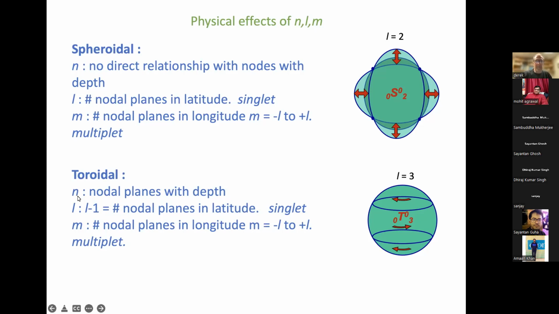With the toroidal modes, N gives the number of nodal planes with depth, and for L, we have L -1 nodal planes in latitude. So for instance, if L equals 3, we have this circle here and this circle here, which gives the nodal planes, the planes of 0 deformation. So it's L -1 nodal planes. And then M gives the nodal planes in longitude. And in this case, we'll note that M is equal to 0, so we don't have any longitudinal variation.